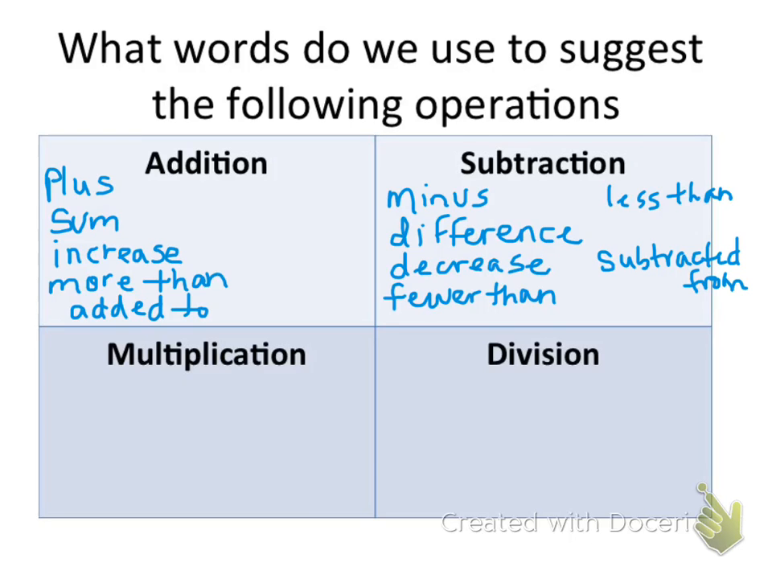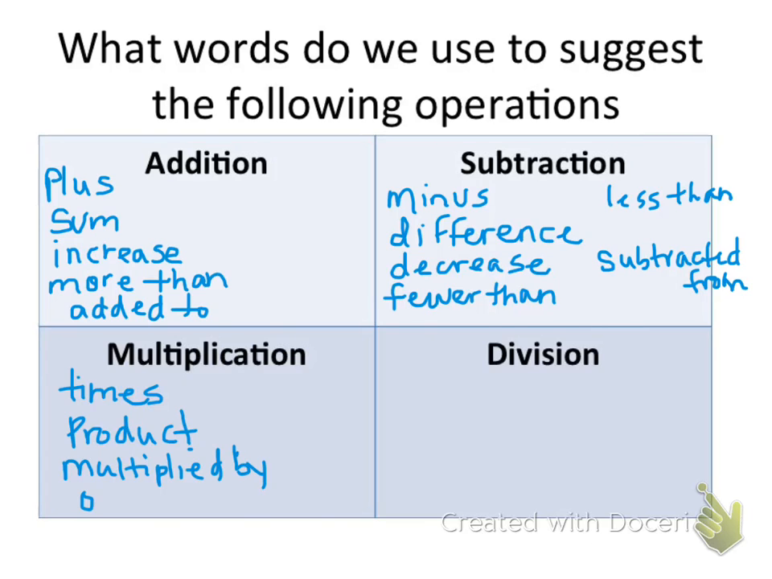Okay? For multiplication, words that we use are phrases like times, if we take one number times another number. Product also indicates that we want multiplication. Of course, multiplied by, and also a word that means multiplication is of. We used it today in our warm-up when we took 70% of 150. That indicated that we multiplied.